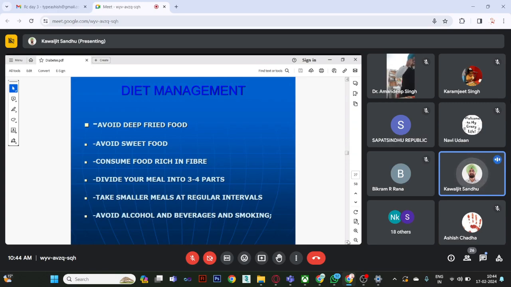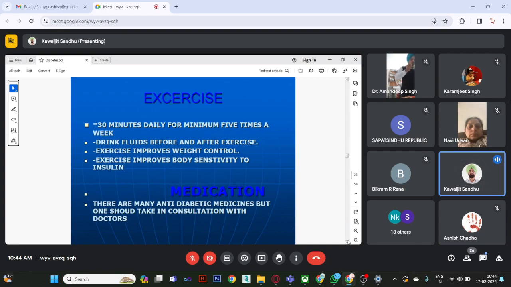So alcohol should be avoided, and sugar-rich beverages, as I have told you, and one should quit smoking. Dr. Amandi will tell you more about exercise, how we should exercise, how much time, and endurance exercises or those aerobics. Dr. Amandi will take up some lectures, I believe. So if from diet and exercise you are not able to manage, then you consult some doctor and start your medications.